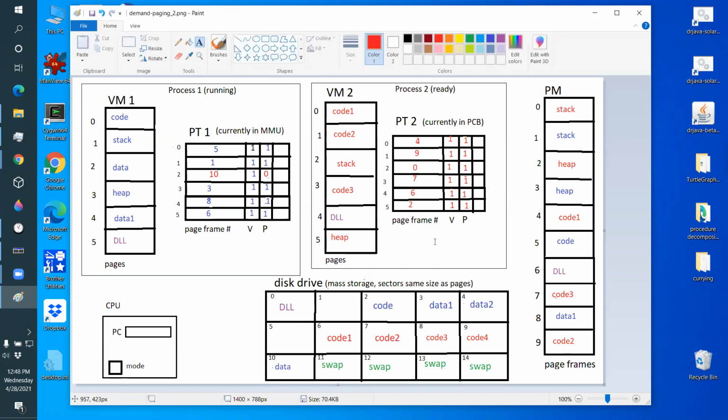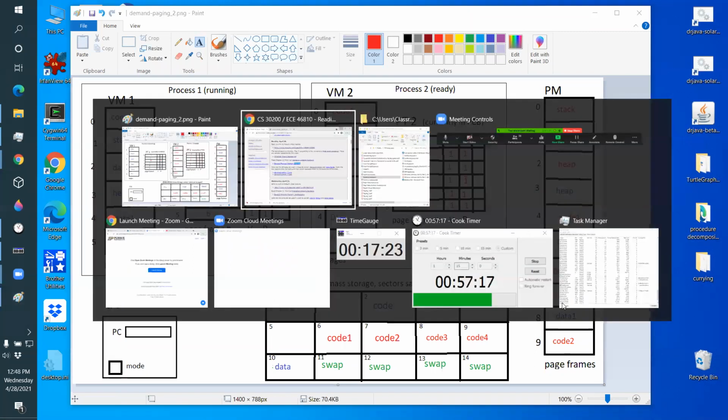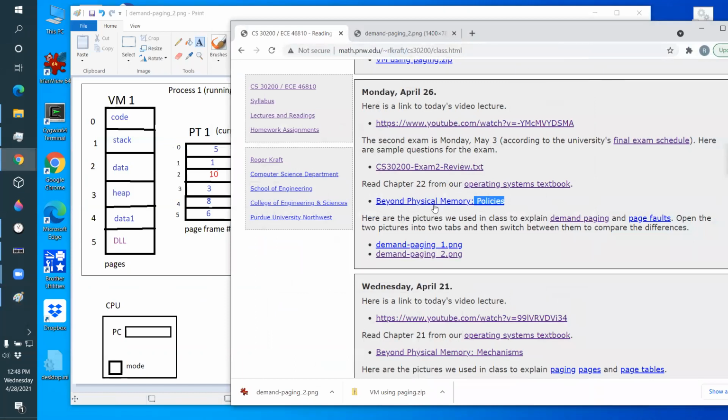Okay, so that's referred to as page replacement. I replaced this page in memory. I kicked out one of process one's pages and replaced it with one of process two's pages. That's because memory was full. I needed to bring in something to physical memory, so I had to kick somebody out to bring somebody in. So that's a page replacement, and I need a page replacement policy. Over here, that's called page replacement policies.